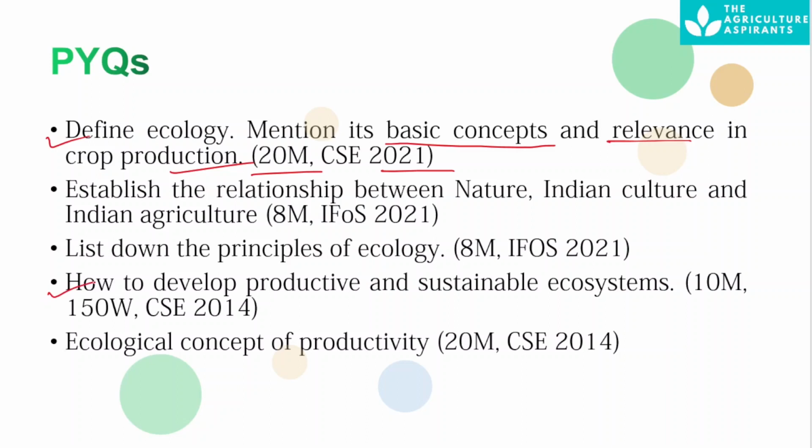Next question is how to develop productive and sustainable ecosystem. This was asked in 2014. Next question is ecological concept of productivity. This was asked in 2014 and 20 marks. So hope you are getting the idea about the question.